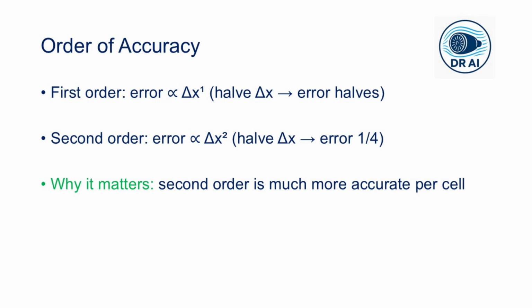Now why does this matter? Because a second order scheme gets much more accuracy for the same mesh refinement. In practical CFD, first order is too diffusive. It smears the shocks and the boundary layers. Second order is the minimum for production work. Third order and above are used in research or very sensitive flows like aeroacoustics.